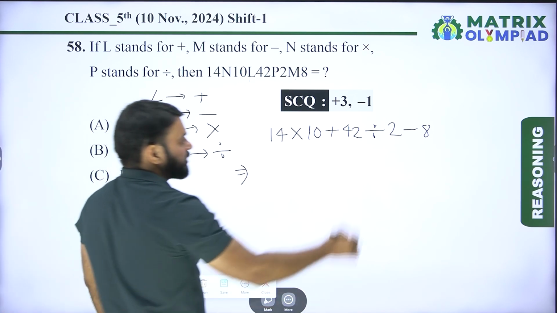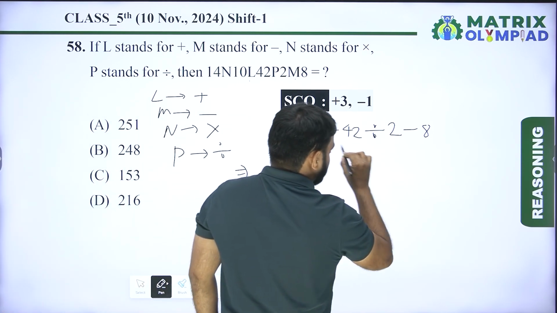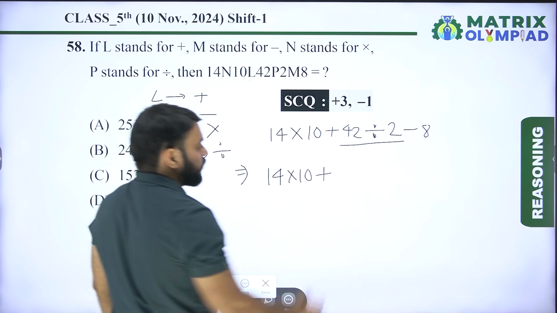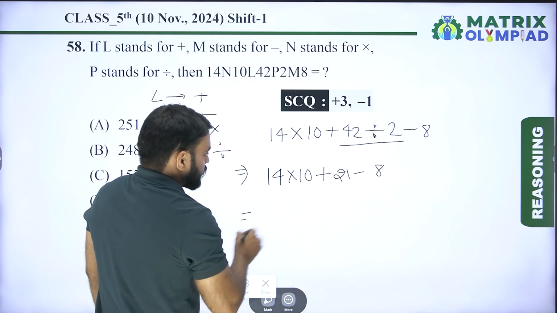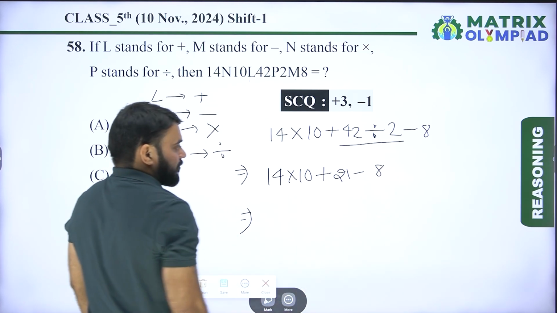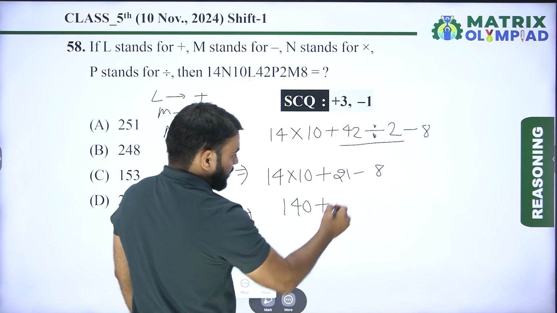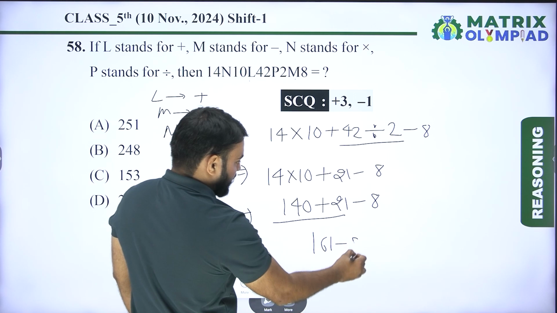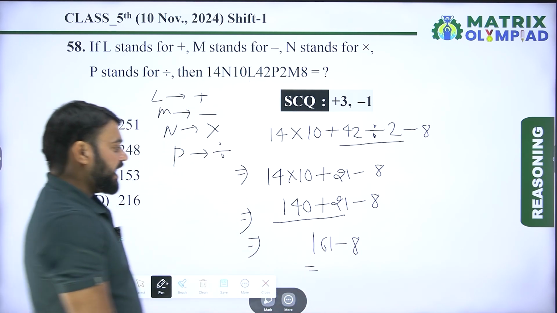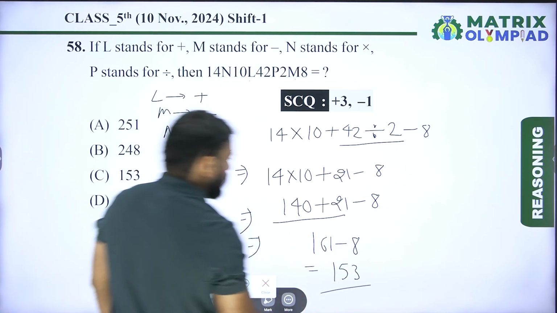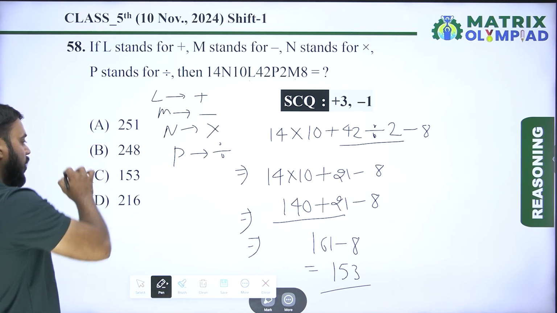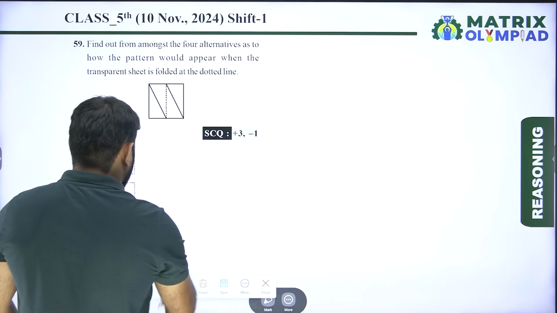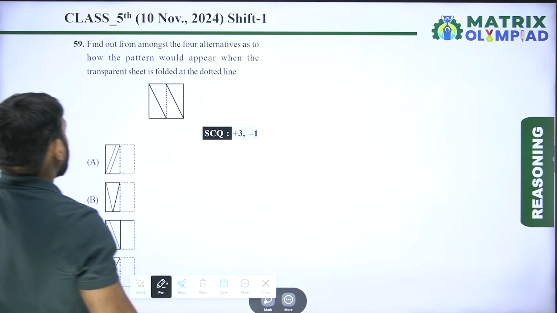So first using BODMAS rule in this equation, so it means first divide the numbers. So 14 multiplied by 10 plus 42 divided by 2, it means 21 minus 8. So now multiply the numbers. 14 multiplied by 10, it means 140. 140 plus 21 minus 8. 140 plus 21, it means 161 minus 8. 161 minus 8, it means 153. So value of given equation is 153. So now here option C is the correct answer of this question. Let's move on to the next question. So now next question is question number 59.